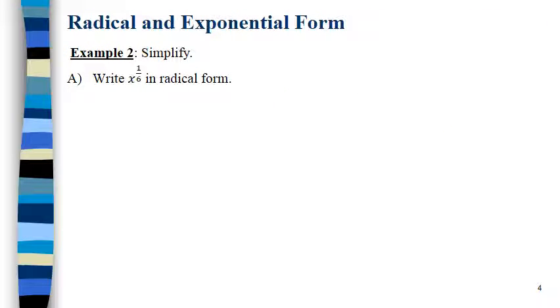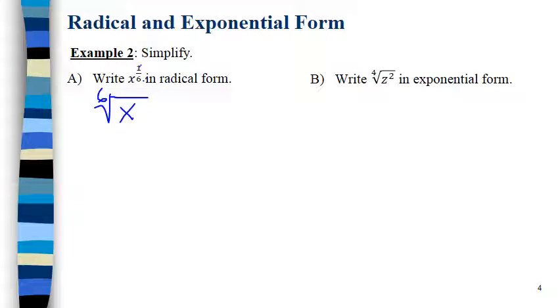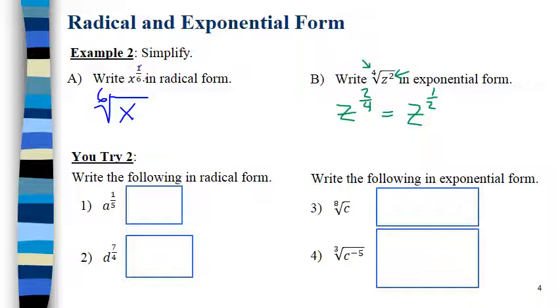Okay, so if I want to write this in radical form, I'm going to look at the numerator as my power, and the denominator is my root. So this is the 6th root of x to the 1st power, so just x. If I want to write this in exponential form, same thing. So 4 is my index, so that's going to be my denominator. 2 is my power, so it's z to the 2/4. 2/4 is 1/2, so z to the 1/2. Go ahead and try those. Okay, welcome back. Here are your answers. Pause if you want to review.